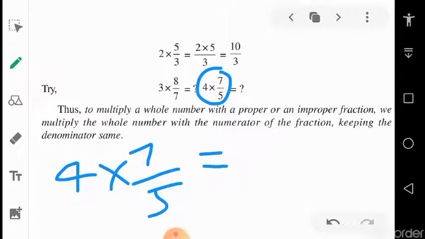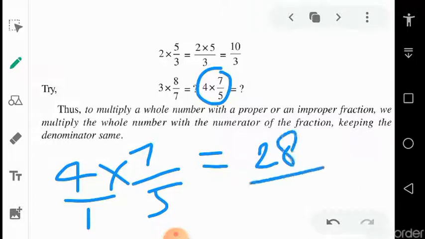Here we multiply 4 by 7 because 7 is the numerator. So you can also consider 4 as 4/1. It's also right. So multiply 4 with 7, we get 28, and multiply 1 by 5, we get 5. If you don't understand, then you can convert 4 into a fraction, as you can say a rational number. So it becomes 4/1. Now it becomes a little bit easier, and you can do it very easily.